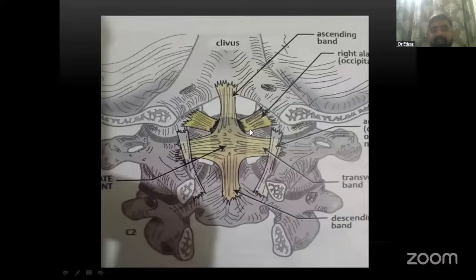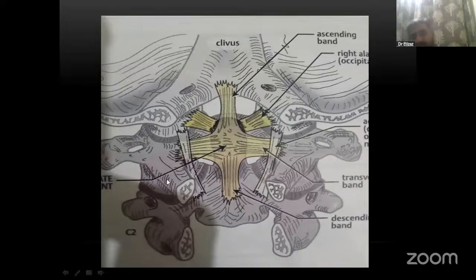This is another picture that clarifies the cruciate ligament. The cruciate ligament has a lot of bands. There are two bands, the ascending and descending bands. Look at this criss-cross area, the ascending band and the descending band. Okay, this is the transverse band, which is actually the transverse ligament. This is the apical ligament of the odontoid, and these two are the alar ligaments bilaterally.